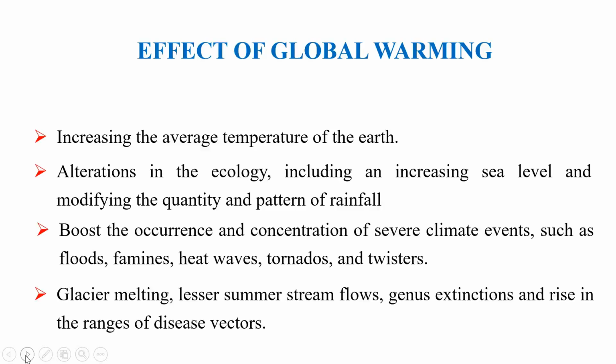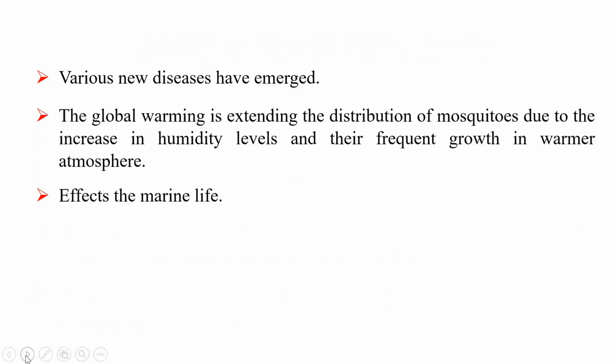Next one, an increase in the occurrence and concentration of severe climate events such as floods, famines, heat waves, and twisters. This is also an effect of global warming. Glaciers melting, longer summers, stream flows, species extinction and a rise in the range of disease vectors. This is an effect of global warming.